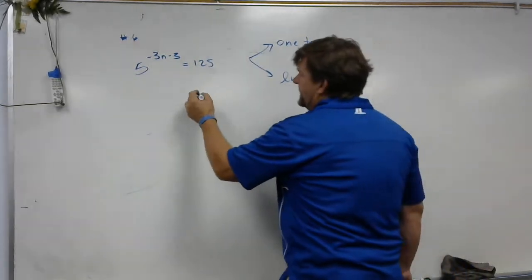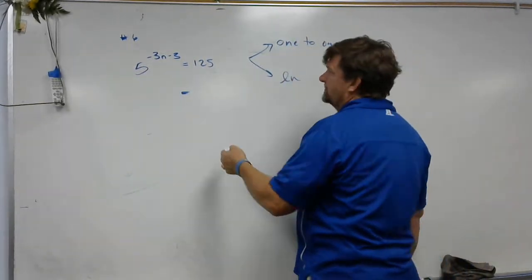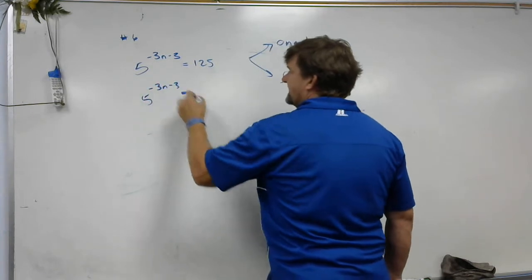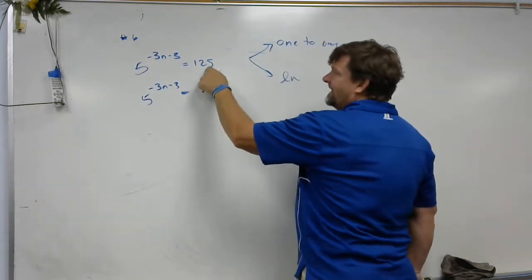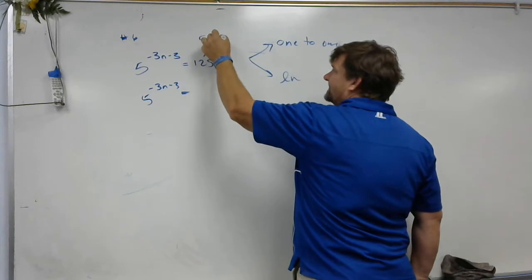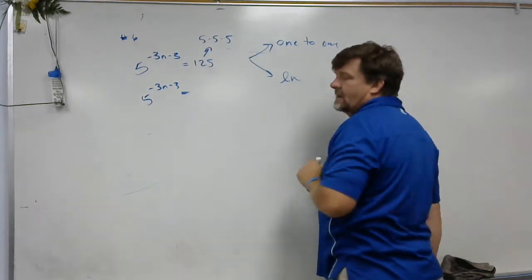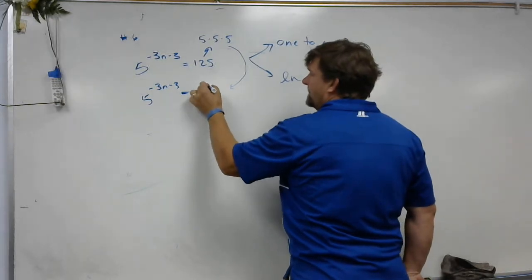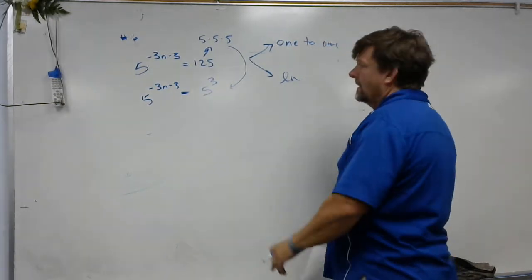So, just so you guys can see one-to-one some more, I'm going to change this into a base of 5. This means 5 times 5 times 5. That will give me 125, which lets me go full circle and make 5 to the 3rd power. Voila!